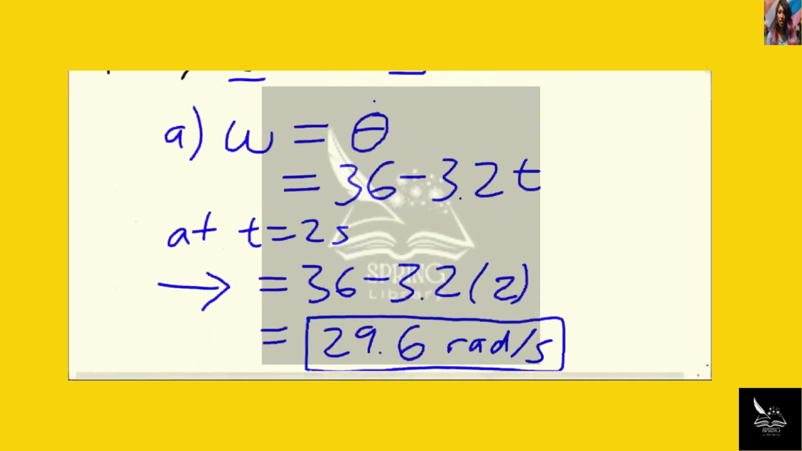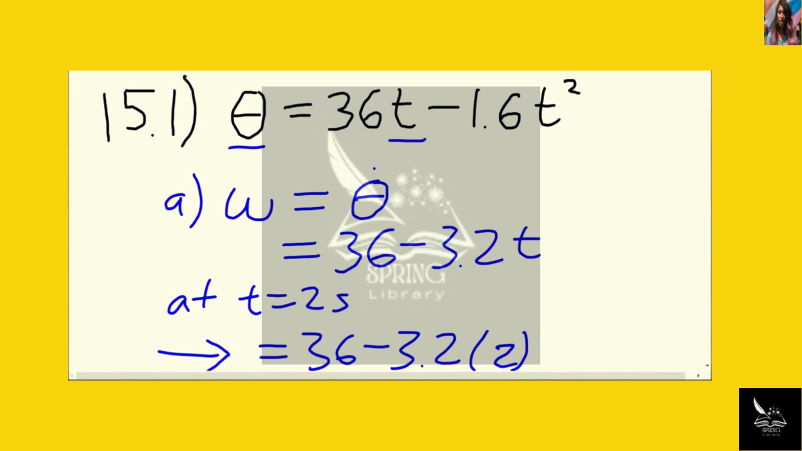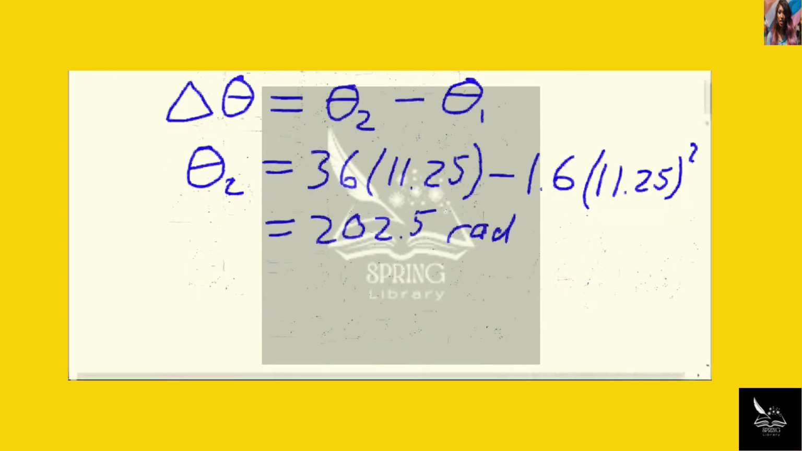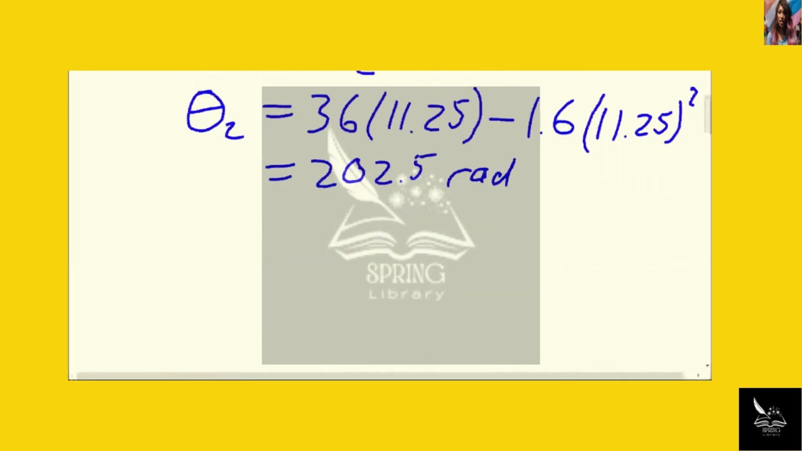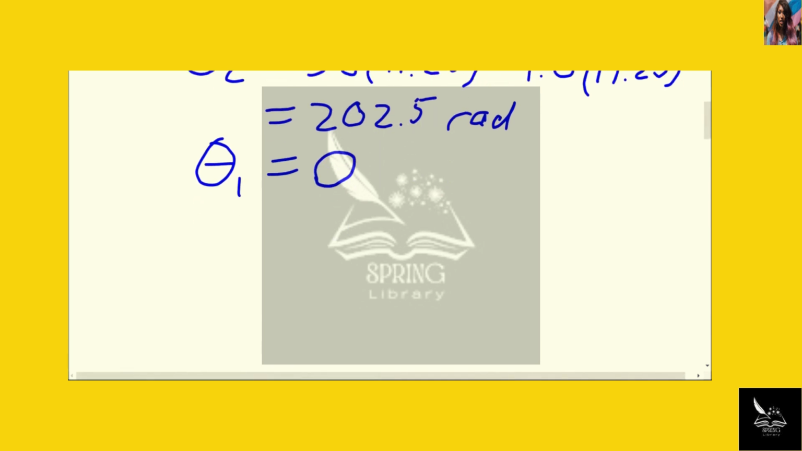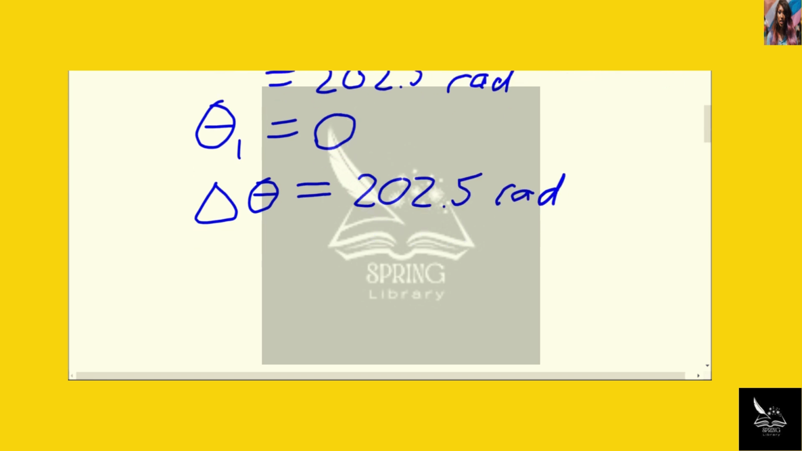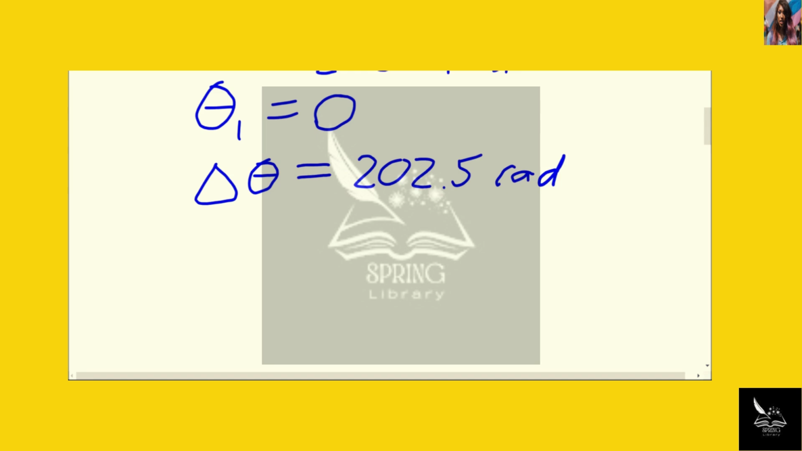Now we'll do the same for theta 1, but theta 1 is easy because t equals 0, which means both of these terms end up simplifying to 0. So theta 1 equals 0, and therefore our change in angular position is 202.5 radians.